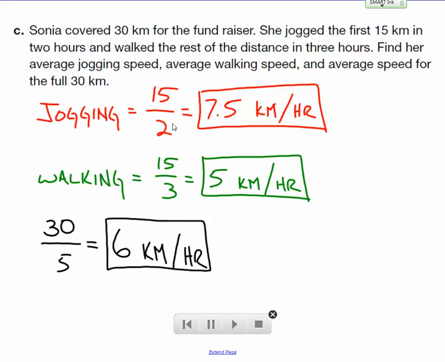Okay, because she was walking for longer than she was jogging, time-wise, her average is actually closer to her walking rate than it is to her jogging rate. 6 is closer to 5 than it is to 7.5. And again, down here it's just total distance 30 divided by total time 5. That's what all of these are. Total distance divided by total time.